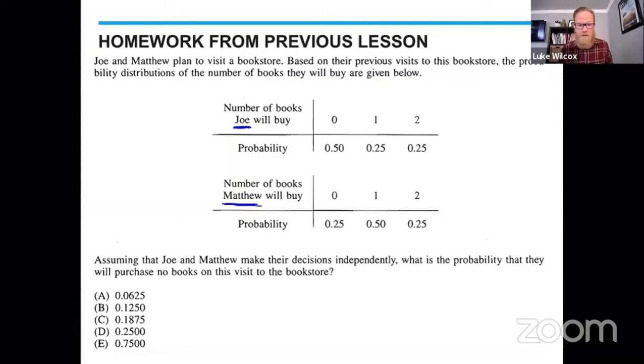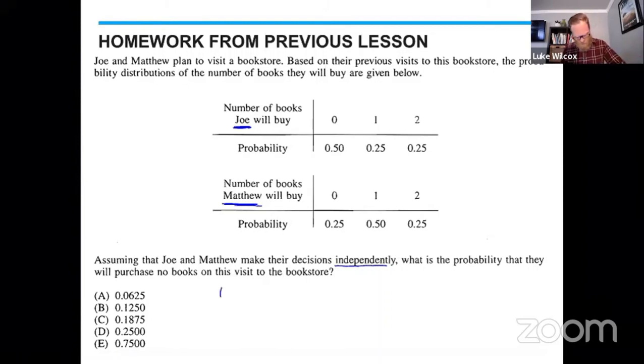So here's what the question says. Assuming that Joe and Matthew make their decisions independently, what is the probability that they will purchase no books on this visit to the bookstore? Okay, let's think about it. If they purchase no books on this visit to the bookstore, that means that Joe is buying no books and Matthew is buying no books.